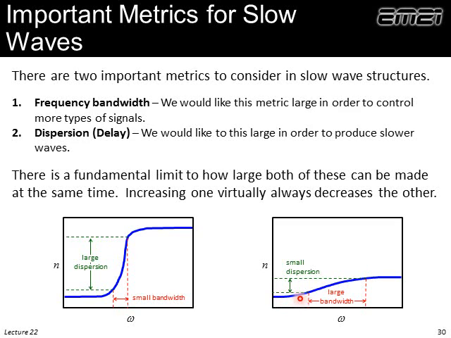Whereas, if we can get away with less slope, we have smaller dispersion, but we can do this over a much larger bandwidth. So what we see right away is a fundamental trade-off between bandwidth and how much we can slow the wave. And these two pictures, I think, illustrate that as clearly as I can conjure up.